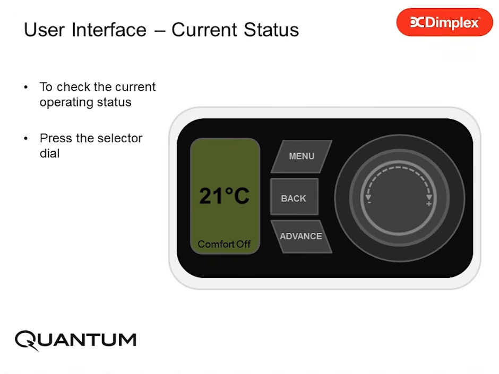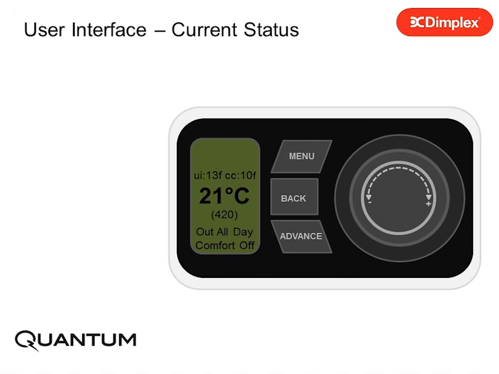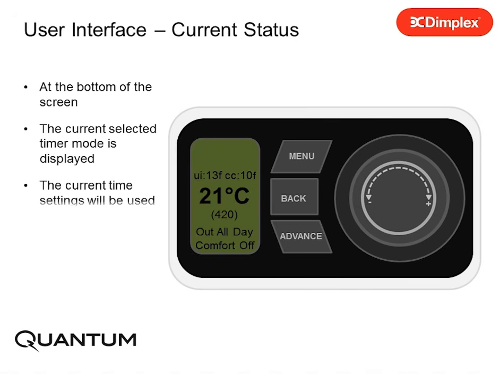To check the current operating status, press the selector dial. At the bottom of the screen, the current selected timer mode is displayed. The current time settings will be used and the current comfort status is displayed.